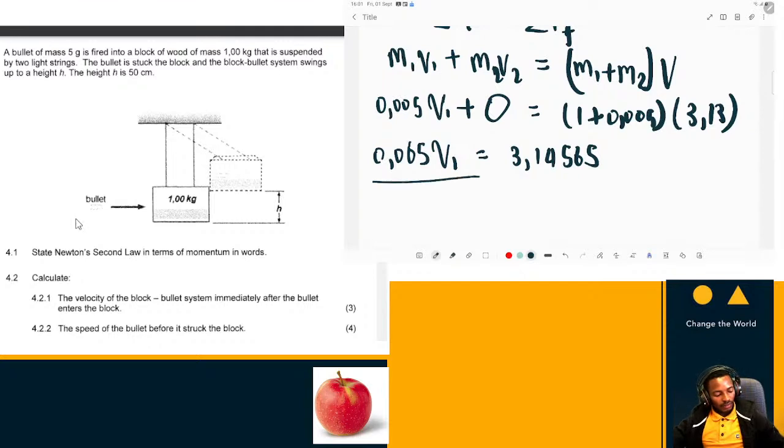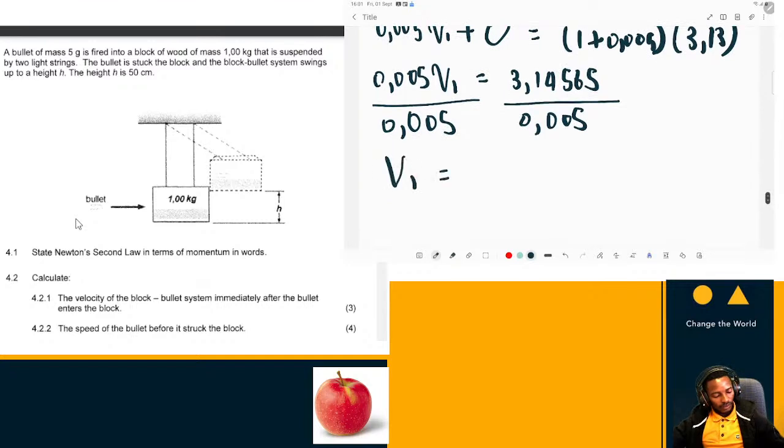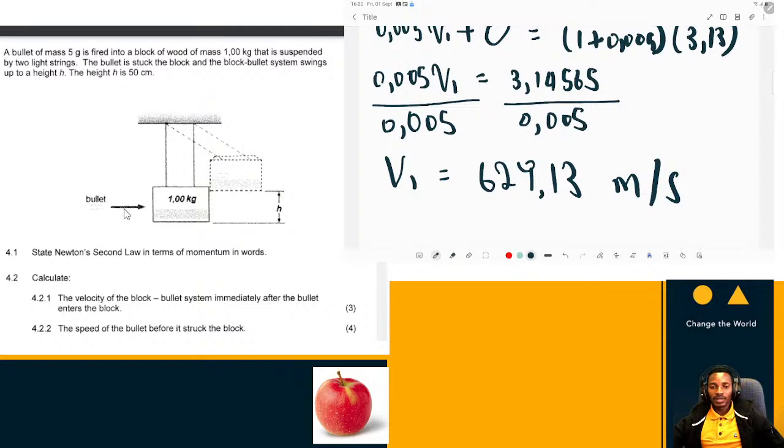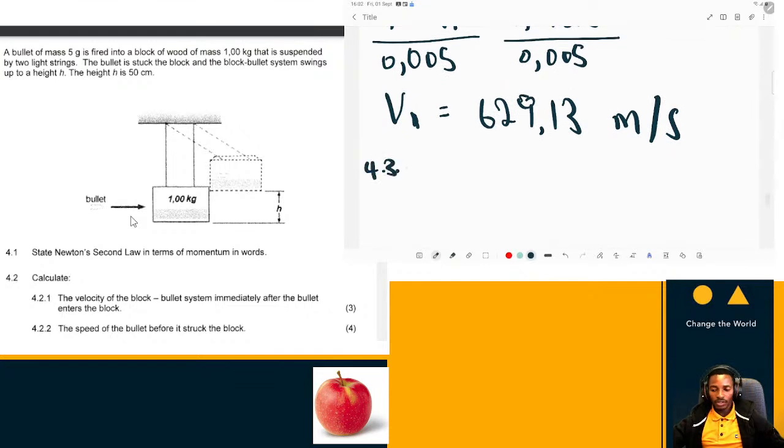All right, so let's divide by 0.005 on both sides. Then the velocity of the bullet before the collision will be 3.14565 over 0.005, which is equal to 629.13 meters per second, which does make sense because the bullet can have that high velocity. All right, so 4.3, the last question.